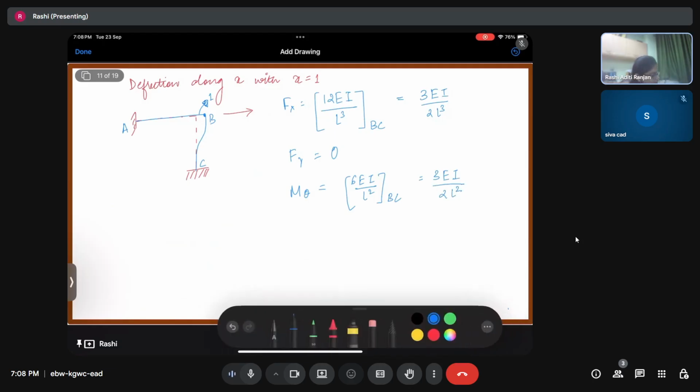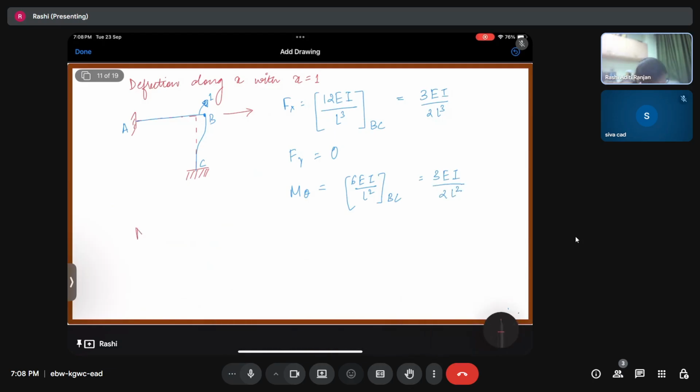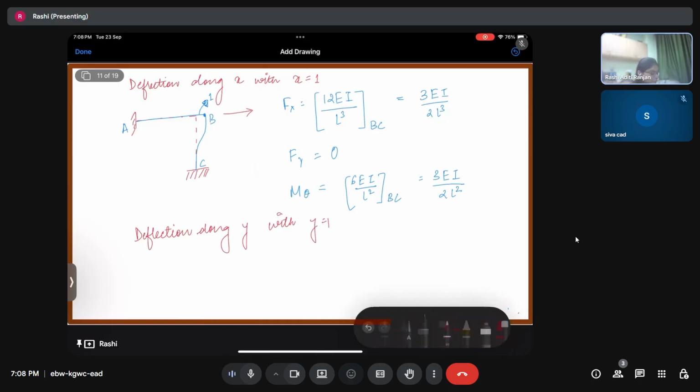Second case, deflection along y, with y equals 1. So what is happening in this case?